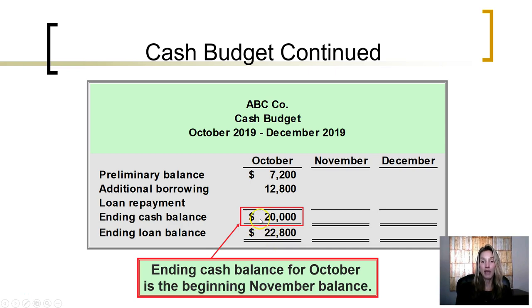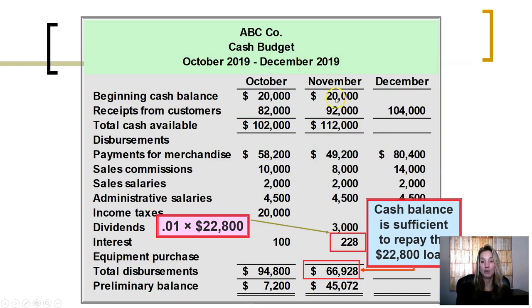Now that we have October cash budgeted, we can budget for November's cash. We're ending October with $20,000 in cash, which means we're planning to begin November with $20,000 in cash. Now we're going to add in our cash receipts to get cash available during November. Again, this comes from our cash receipt calculations. Subtract all of our cash disbursements, merchandise purchases, sales commissions, salaries, and administrative salaries.